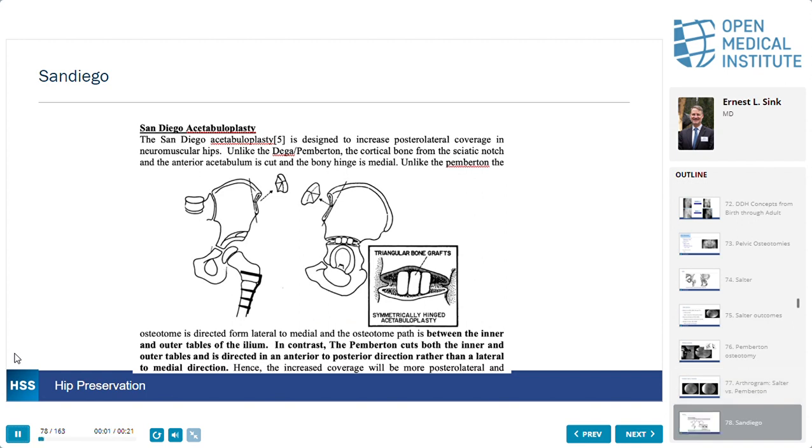And then you can talk about the Dega or San Diego. So it's where you bring your chisel. If you bring your chisel from the front and bend down, that's Pemberton. I remember Pemberton, like it goes out like a tongue when you bend it down. And if you come in from the side, that's more of a Dega. Does that make sense? I'd have to show you on a model, but they're all about the same.